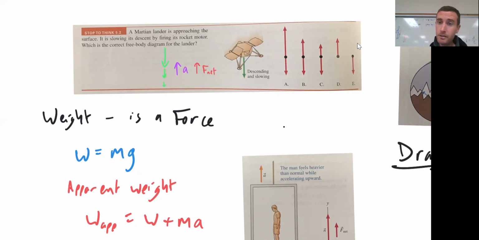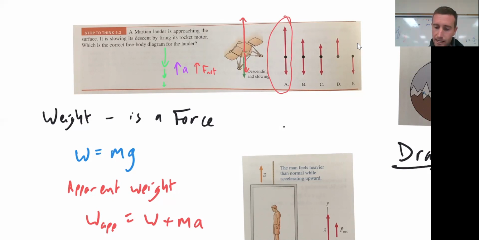But I also know that gravity is pulling on the Martian lander. It's the gravity of Mars, not the gravity of the Earth, but there should still be a weight component. So I do need some weight going down, and then I need a bigger arrow going up for the rocket motor, right? The thrust of the rocket motor is pushing it up. And I believe that one leaves me with A. I have a net upwards for my net force.